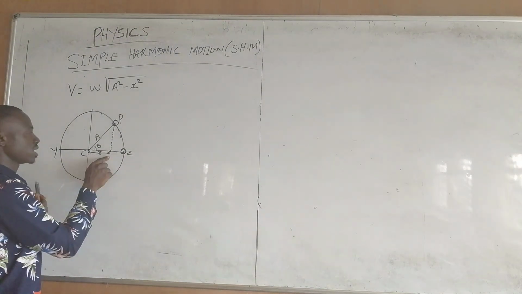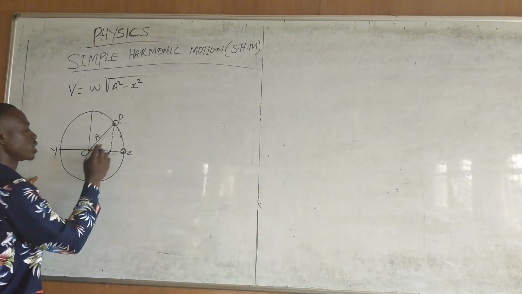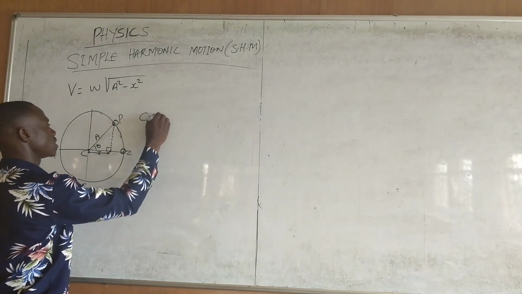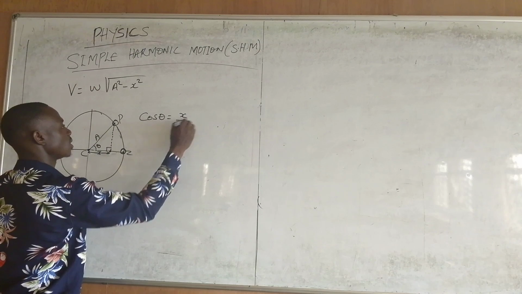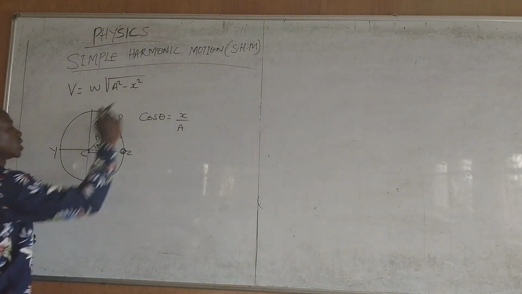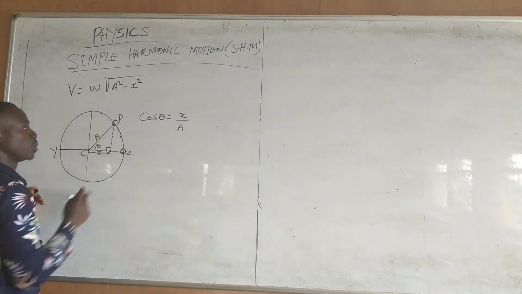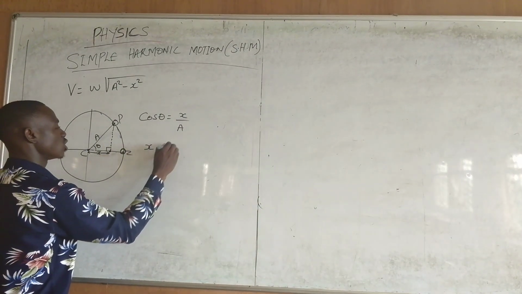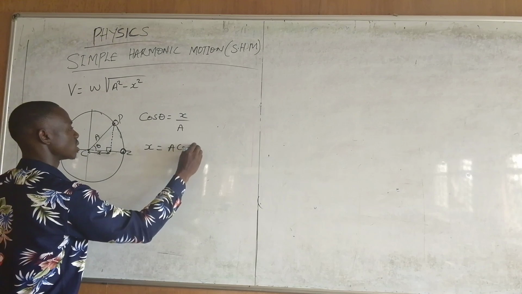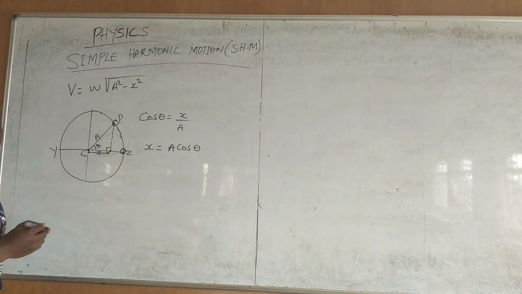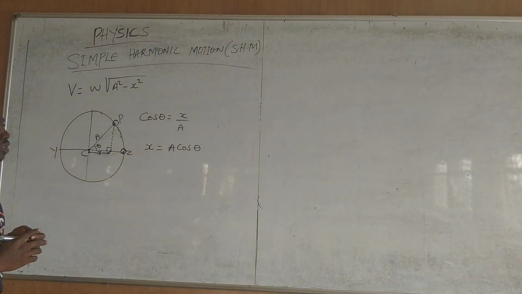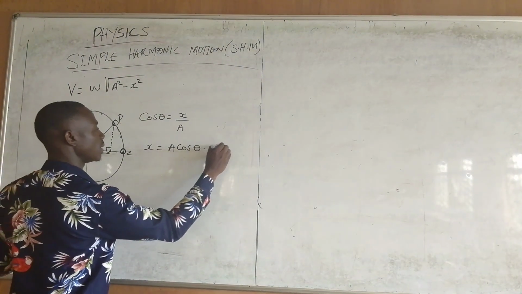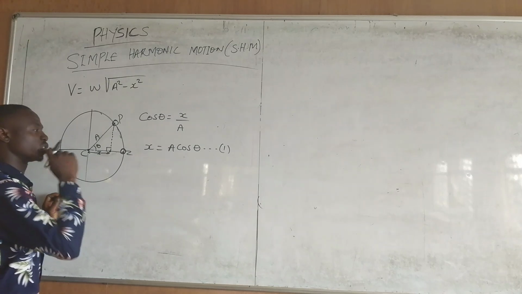x is adjacent, A is the hypotenuse. This is a vertical line, so here is 90 degrees. So cos theta is going to be equal to x over A. This is the hypotenuse, this is the adjacent, and here is the opposite. If you make x the subject of the formula, x is equal to A cos theta. Let's call this equation 1.